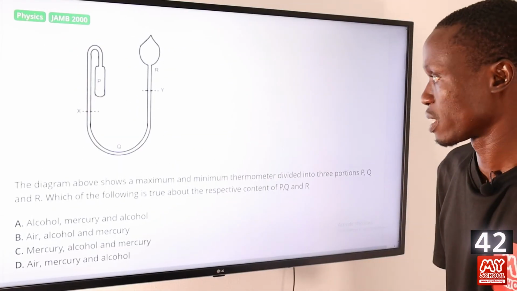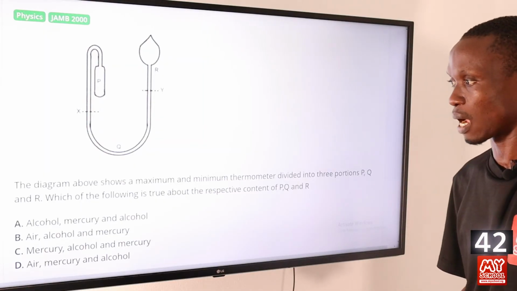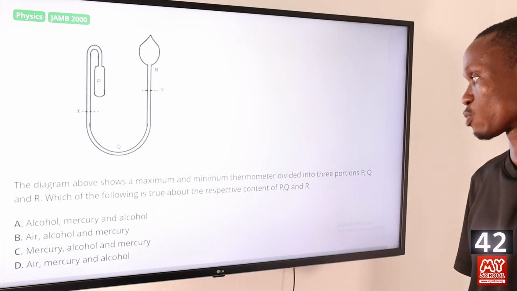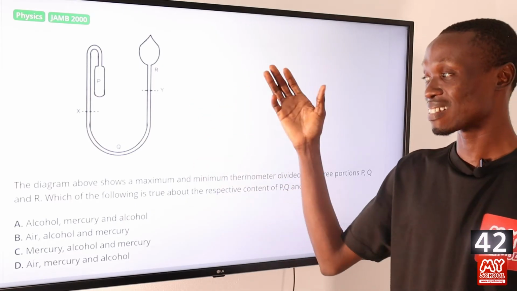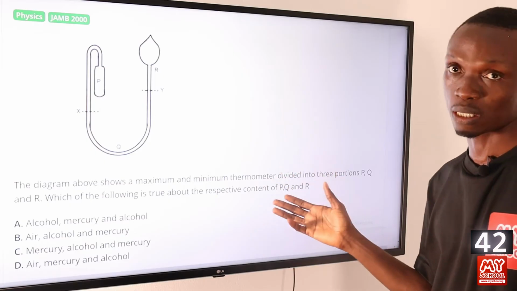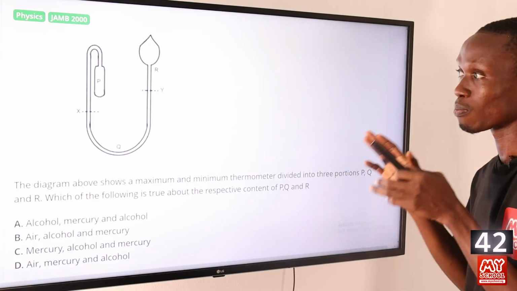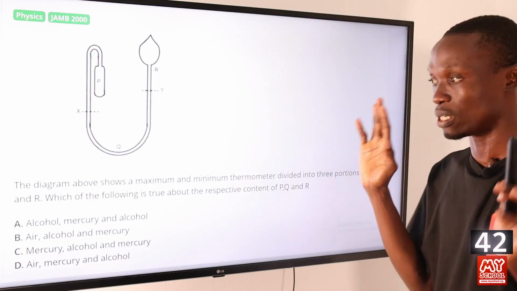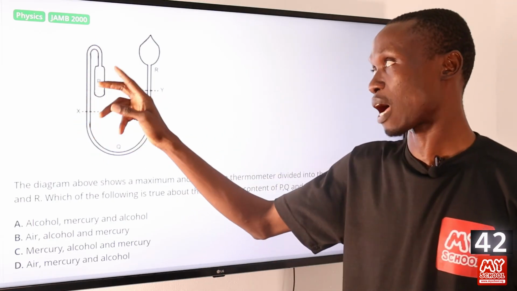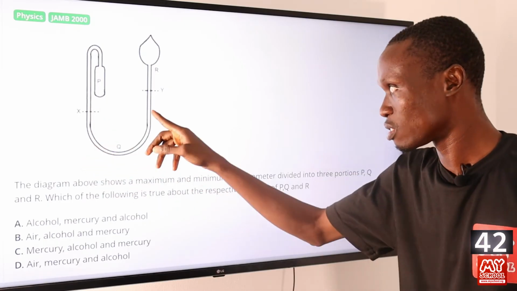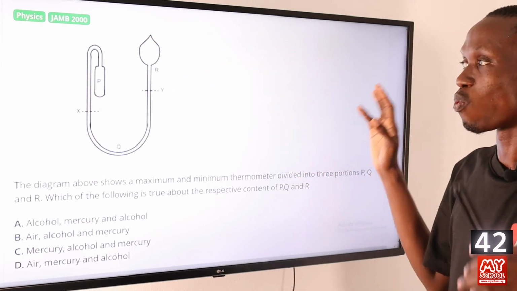Question 42. The diagram above shows a maximum and minimum thermometer divided into 3 portions, P, Q, and R. Which of the following is true about the respective content of P, Q, and R? Basically, this is the Six's maximum and minimum thermometer, invented by James Six. For the Six's minimum and maximum thermometer, there are only 2 liquids used in it, and that is alcohol and mercury. So this part is filled with alcohol, while the U-tube here is filled with mercury, while this other part is also filled with alcohol.